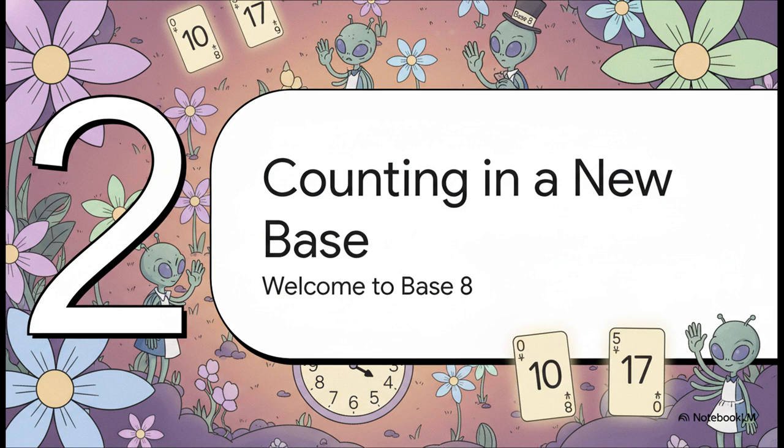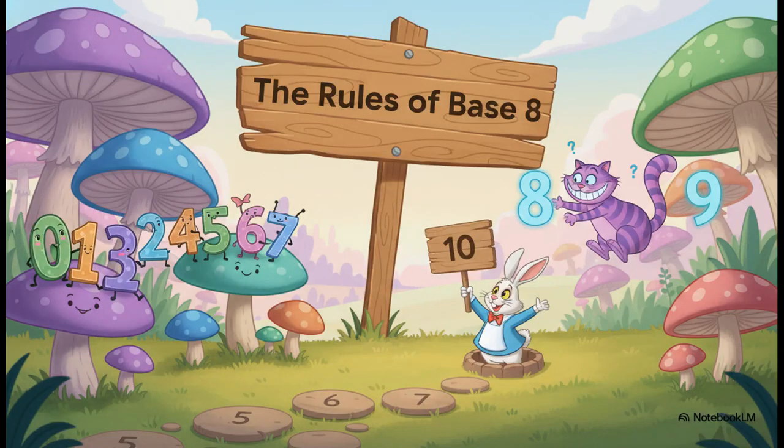So what if we were, I don't know, cartoon characters with only 8 fingers? We'd probably count a little differently, right? So let's step into that world. Welcome to Base-8, also known as the octal system. The rules here are simple, but they change everything. First off, you only get 8 digits to play with, 0 through 7. That's it. The digits 8 and 9, they just don't exist here.